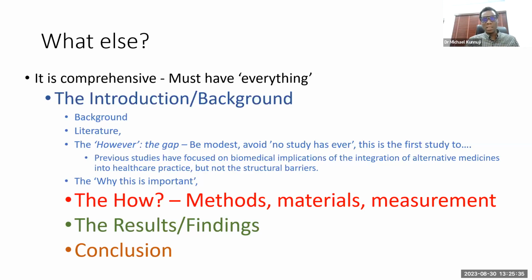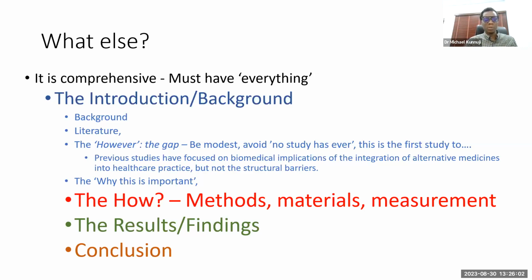How exactly are you going about the research? How exactly are you going about collecting the information? And like we often say, the process is as important, if not more important, than the outcome or the results. So the methods, the materials, the measurements, these are things you may want to talk about in that section.